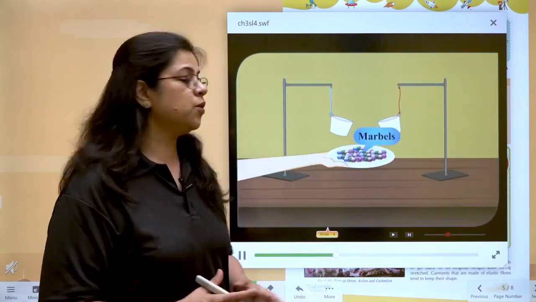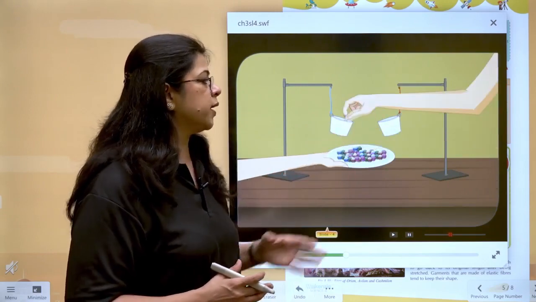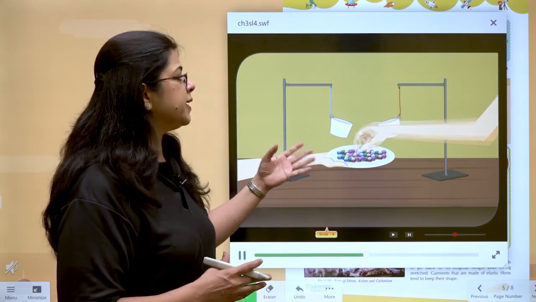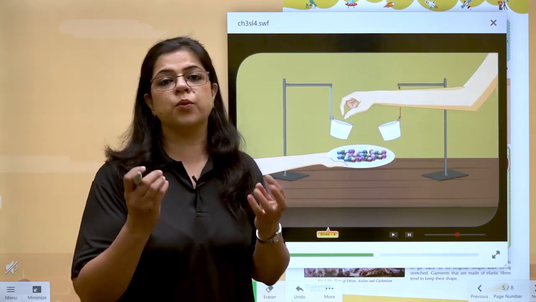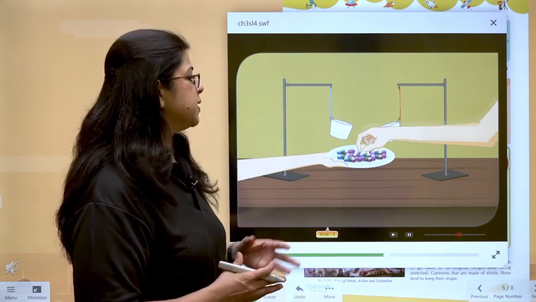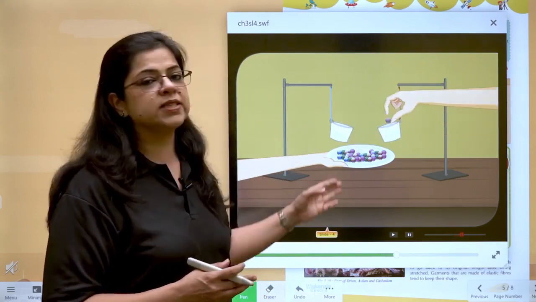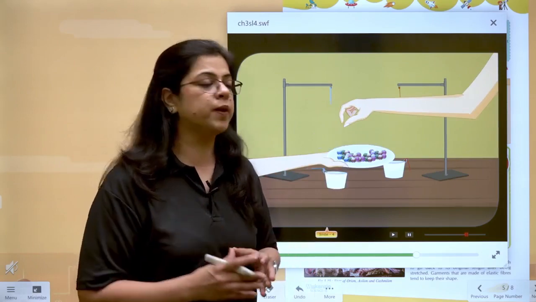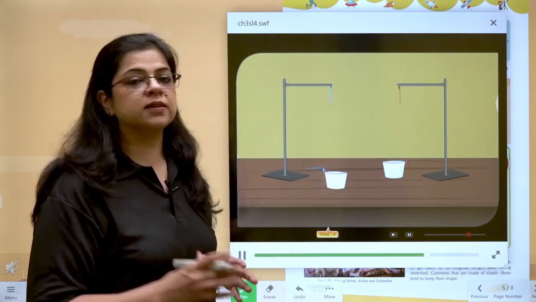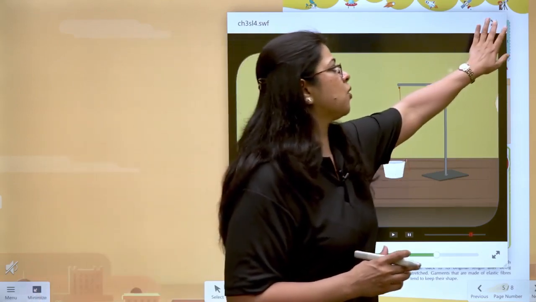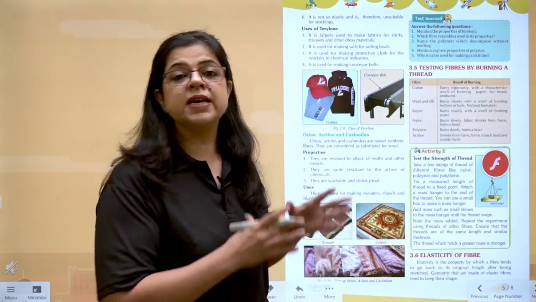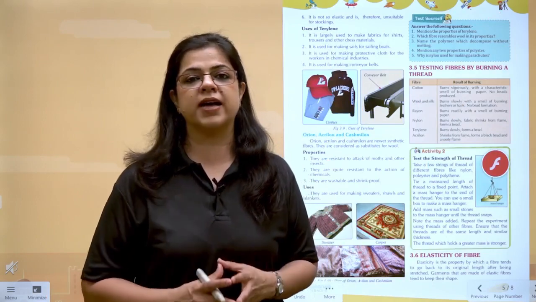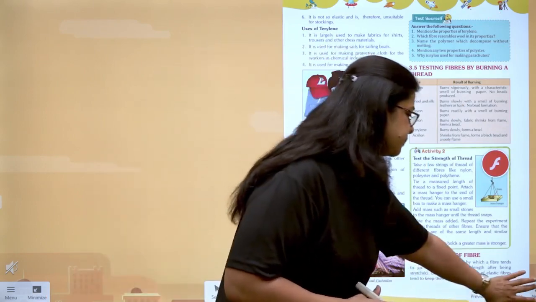Now what we are going to do is add marbles to it one by one. We are going to keep adding these marbles till the thread cannot bear the weight of the container. You will see that the container held by the nylon thread will continue to take more weight in comparison to the container that was held by the cotton thread. That means nylon thread, or synthetic fibers in general, are stronger than natural fibers.